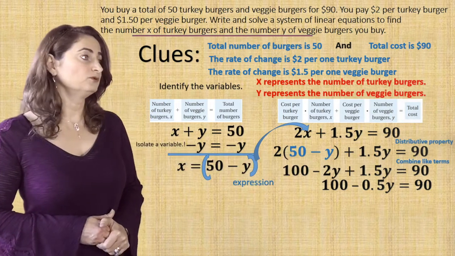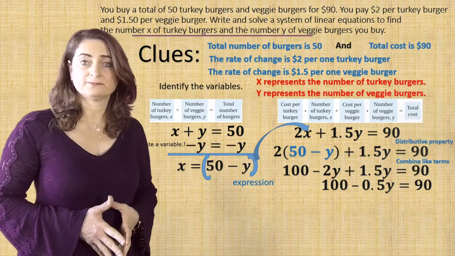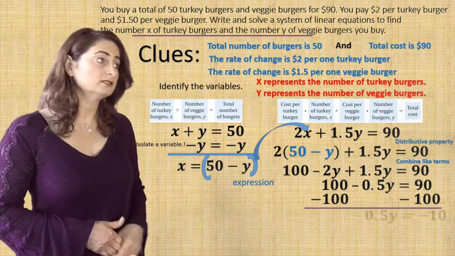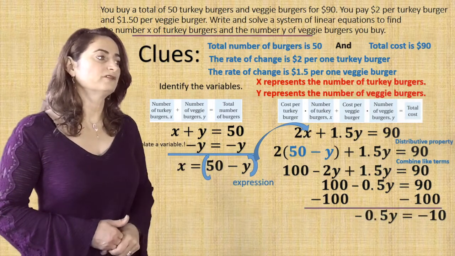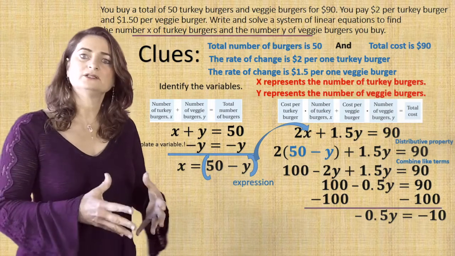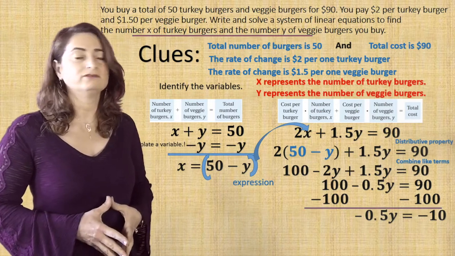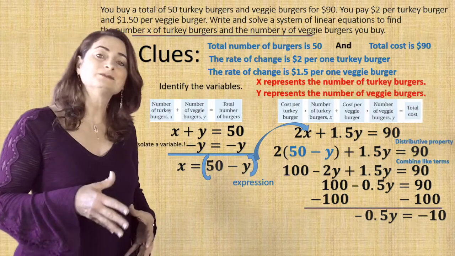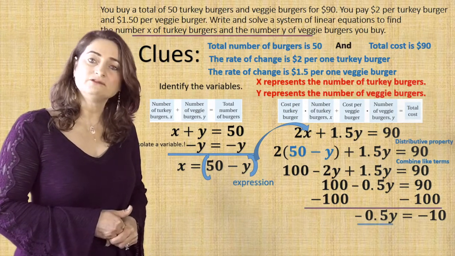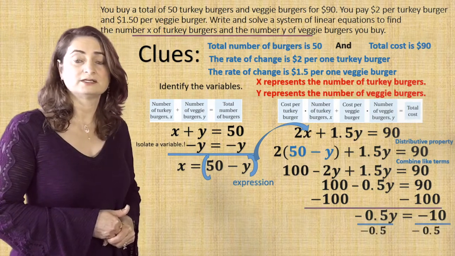Now you end up with this equation, but still y is not isolated. So get rid of the 100 first by subtracting 100 from both sides. You end up with negative 0.5y equals negative 10. Still, y is not by itself, so I need to get rid of that negative 0.5, which means you're multiplying a negative number, which is negative 0.5 times y. The inverse operation is to divide both sides by negative 0.5.